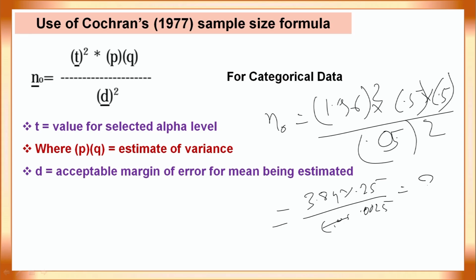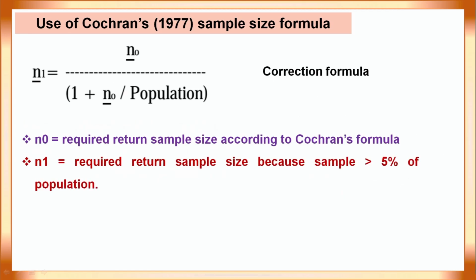Okay. So, if you calculate this, it will arrive at 384, that is the sample size. Now again, if you apply the correction formula, because in the same way 84 was supposed to be the 5% if you take 1679 as the population size. So 5% of it was supposed to be 84. Here it is more than that.